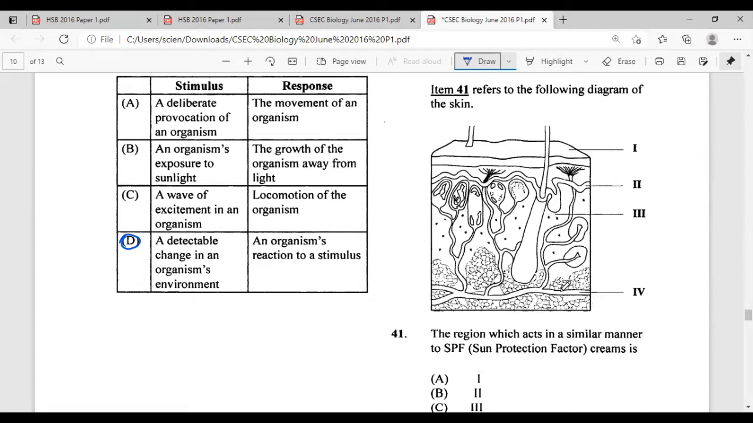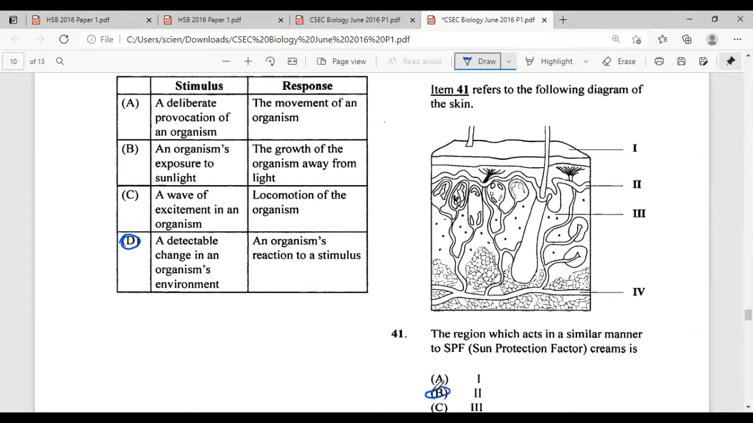And then 4 is a part of the capillary network. So to be the SPF, it has to be one of these layers that is close to the top. All right. So looking at it, and we identified that 2 is the Malpighian layer. So guess what? That's the answer, 2, which is the Malpighian layer. It is also known as the pigmented layer, and it's going to protect the lower layers from damage by ultraviolet light or sunlight. All right, so the answer is 2.